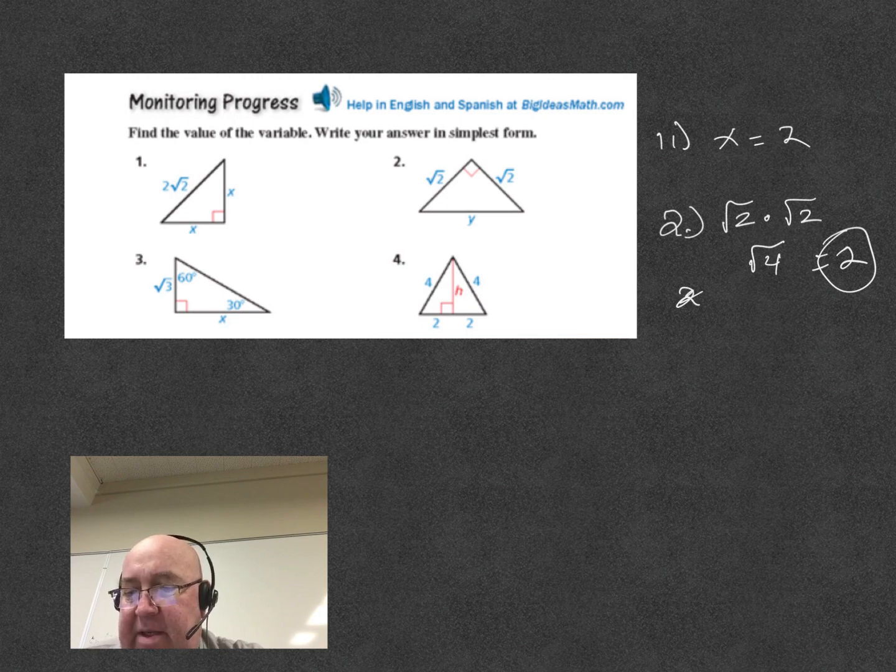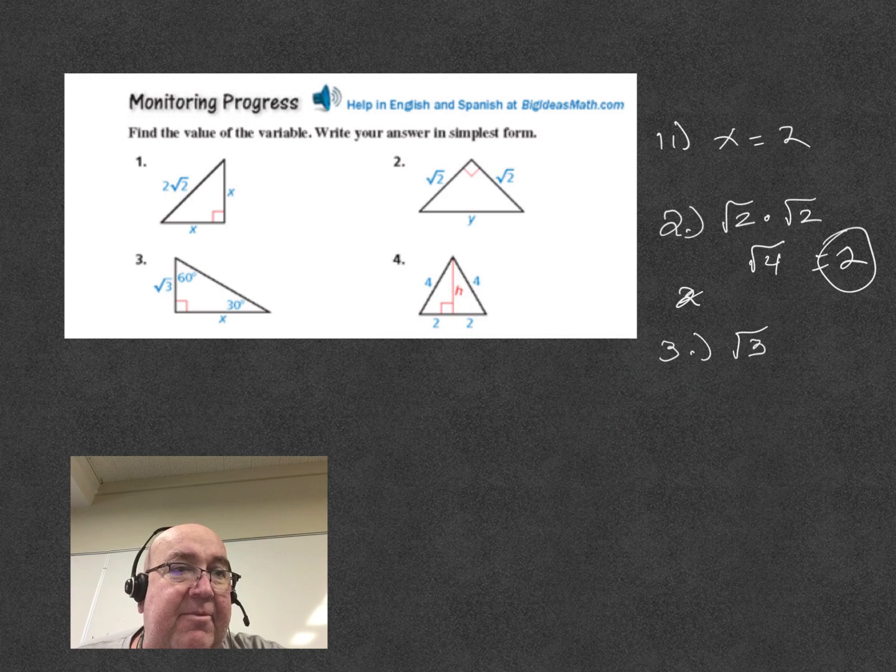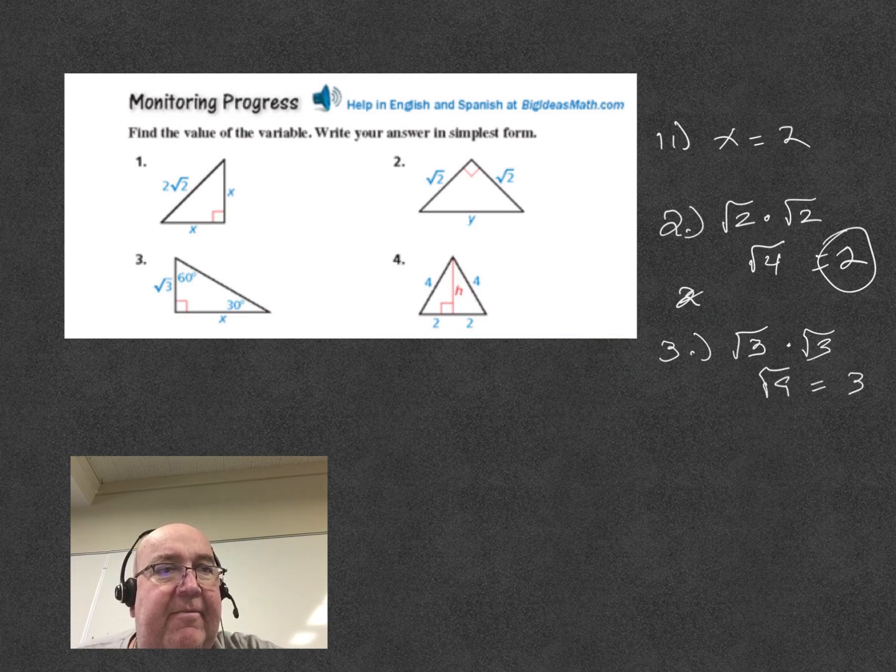Alright, so now we have number 3. We have the shorter leg is square root 3. The longer leg that we're looking for is going to be square root 3 times square root 3. That makes square root 9, which makes x equal 3. So that would be number 3.